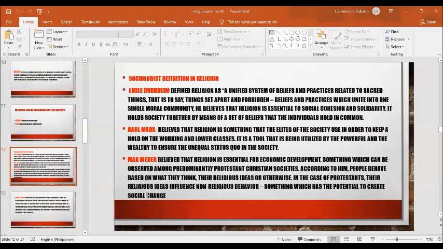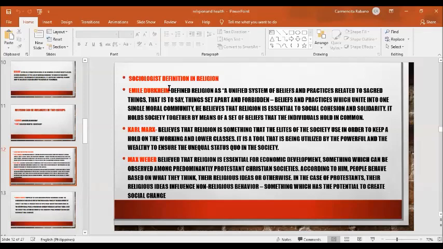And then, some of the sociologists define the religion. Yung mga sociologists din daw natin, kanya-kanya din daw silang explanation ng religion. And si Emile Durkheim, define niya daw ang religion as a unified system of beliefs and practices related to sacred things, that is to say, things that are set apart and forbidden.